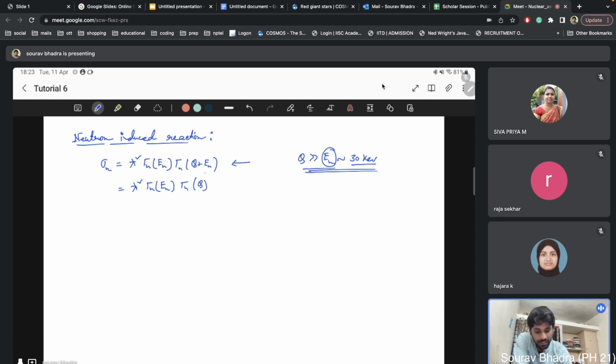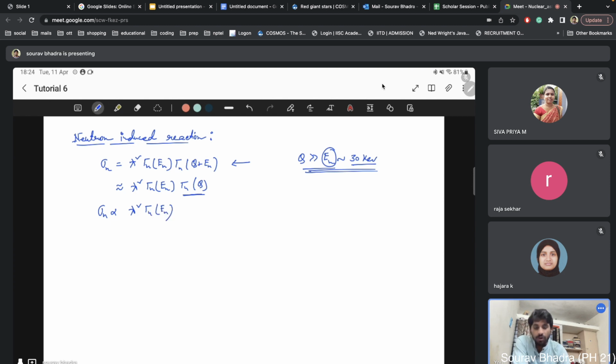So Q plus En approximately, I should give that approximate sign, we can write as Q only, because En is very less. And any Q value of any reaction, if it happens anywhere on earth or in space, wherever, the Q value will be constant. So the Q value is a constant thing, and the partial width is also a constant. So mainly the sigma n will depend on this particular thing.